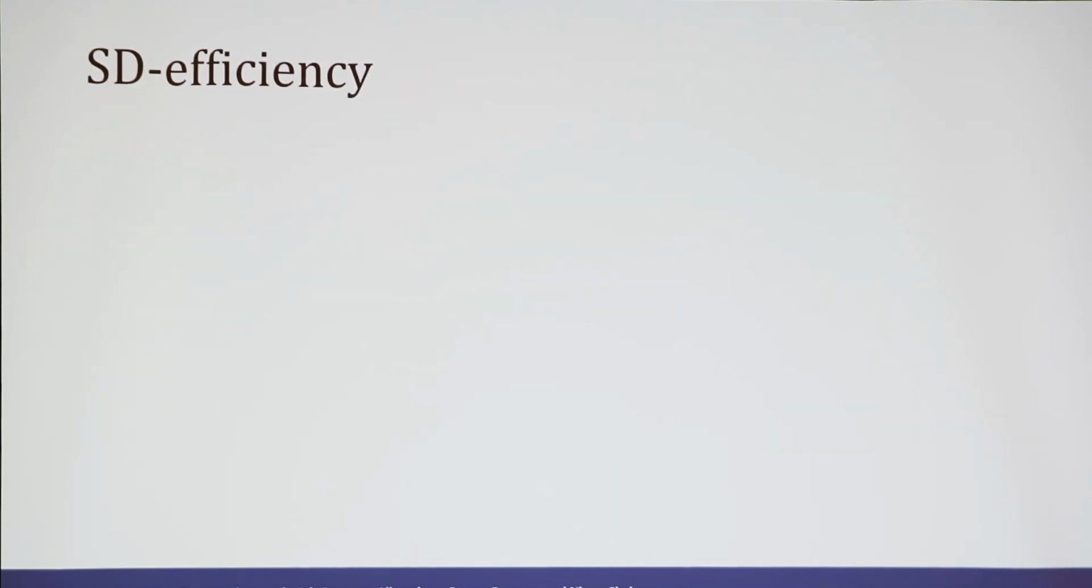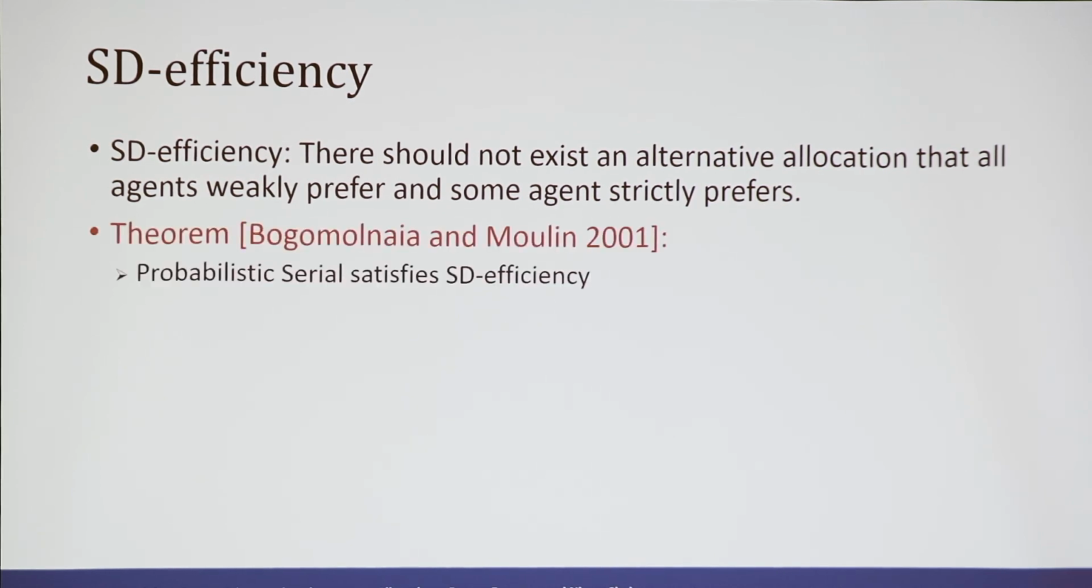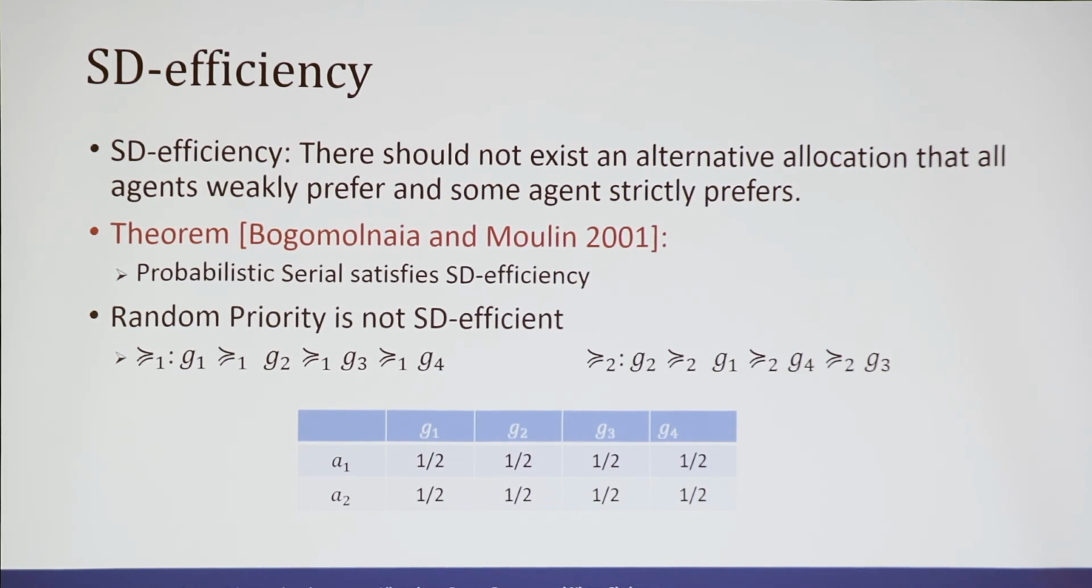All right, so those are two possible mechanisms. What sort of properties might we want them to satisfy? Well, one is SD efficiency, and this is really just Pareto optimality extended to these stochastic dominance relations. It says there should not exist any alternative allocation that all agents weakly prefer and some agents strictly prefer under the SD preference extension. And Bogomolnaia and Moulin showed in 2001 that probabilistic serial satisfies SD efficiency. In contrast, random priority does not.